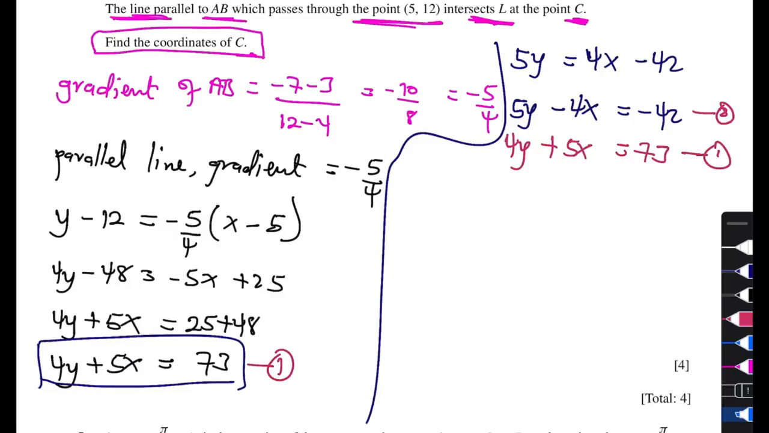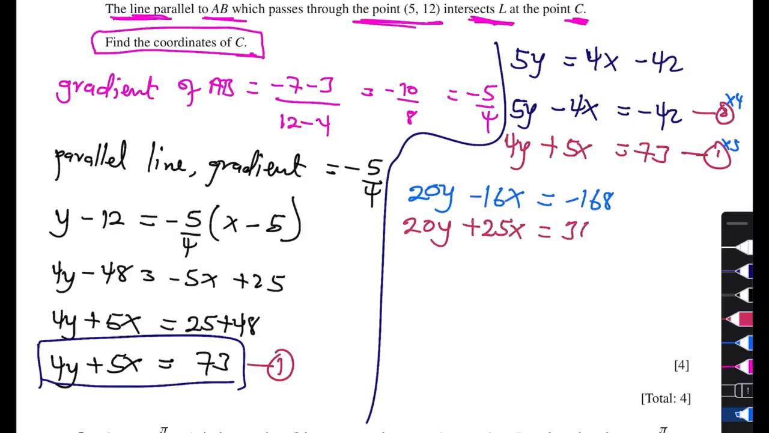Okay, so if I decide to maybe multiply equation 2 by 4 and then equation 1 by 5, then I'm going to have, so this is by 4, I'm going to have 20y minus 16x is equal to -42 times 4, that is -168. And then the second equation, I said I'm going to multiply that by 5. So I have 20y plus 25x is equal to 73. 73 times 5, that is 365. Then I can subtract these two equations.